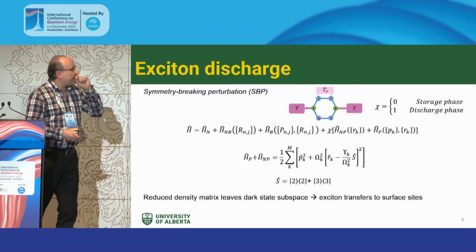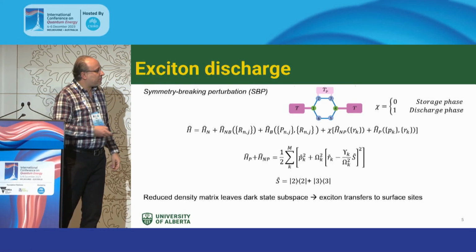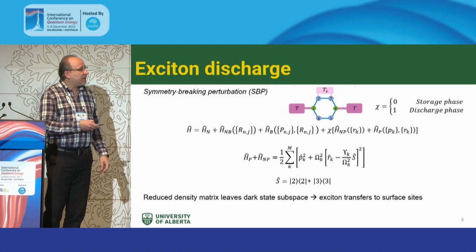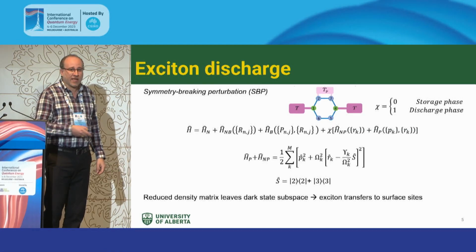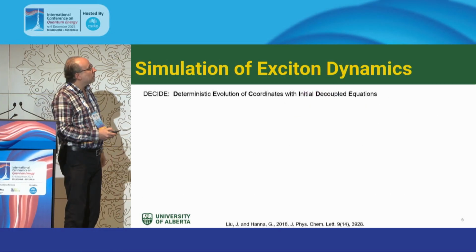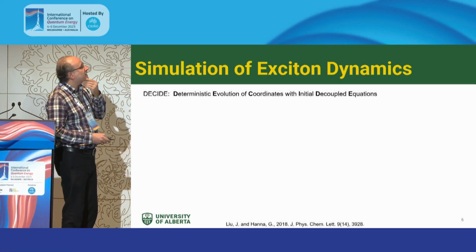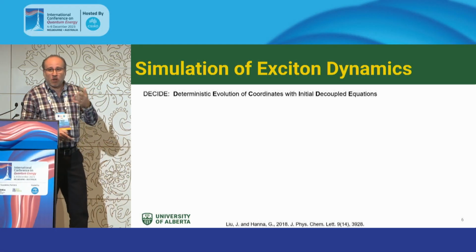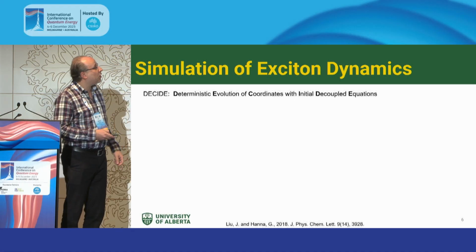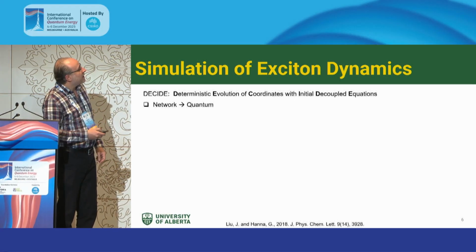Okay, so when we break the symmetry, the reduced density matrix for our quantum battery leaves the dark state subspace. As a result, as I'm going to show you, the exciton transfers to the surface sites. Okay, so how did we simulate the excitonic dynamics of this system? So we used a mixed quantum classical method that we actually developed in our group some years ago, known as the DECIDE method, which stands for what you see here, a mouthful.